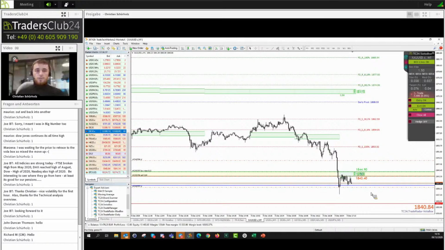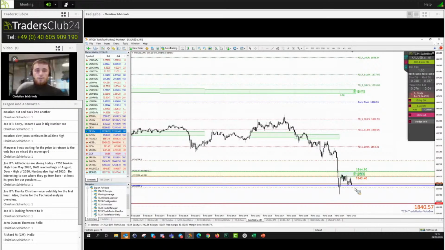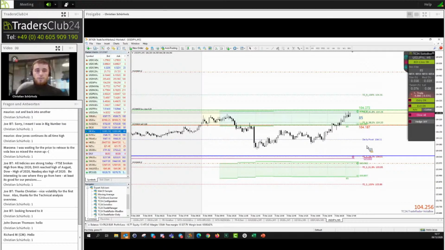Pushing our way down here to the take profit. And no sell signal over here. But ever so close now. One more push down and we'll hit that take profit. Still pushing up on USD JPY. There's a slow climb here.